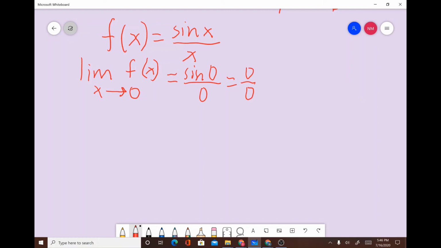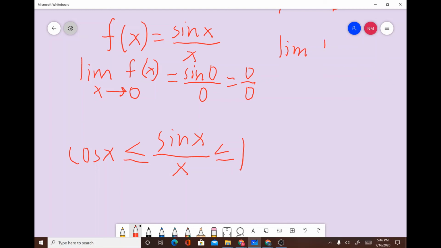Well, we already know that when x is close to 0, sine of x over x is less than or equal to 1 and greater than or equal to cosine of x. And if you want to confirm the validity of that, you can search for a proof on the internet. But anyway, the limit of 1 as x approaches 0 is 1. And the limit of cosine x as x approaches 0 is also 1.